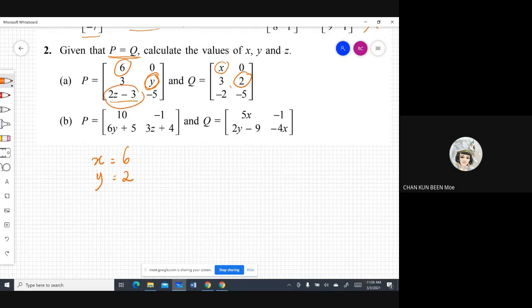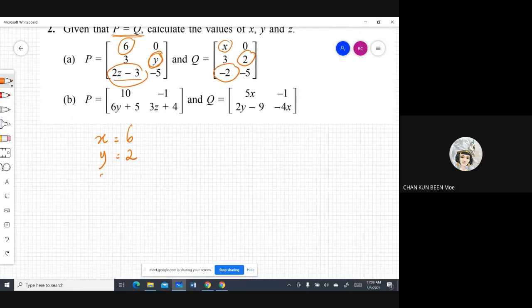And this is equal to the third row, first column. So 2Z minus 3 equal to -2. 2Z is equal to -2 plus 3 is a 1. So Z is 1 over 2. Okay, and then for question B, same thing, you will also find out X, Y, and Z.